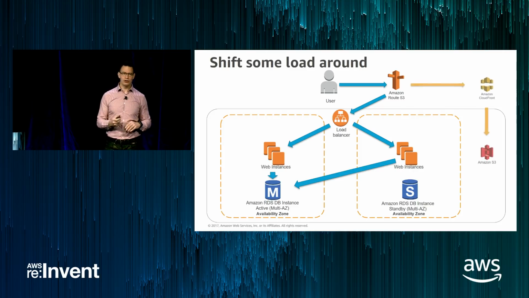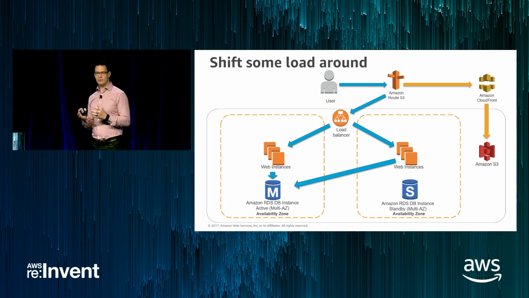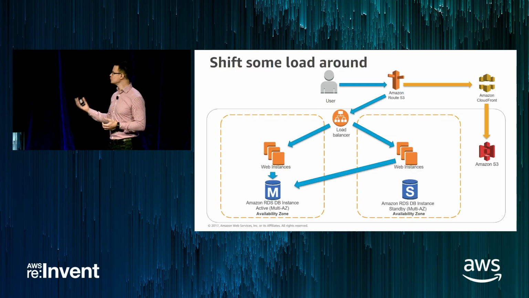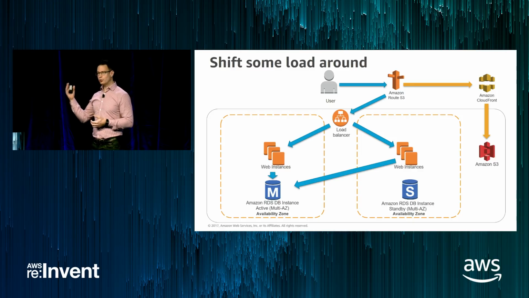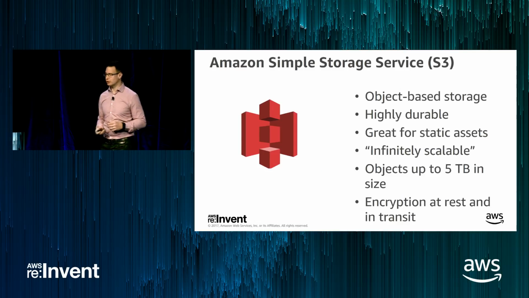Now, we can spread the load around even further. We can take the static content from our web instances and serve that from Amazon S3. So those static web pages, actually host them in S3. And we can put Amazon CloudFront in front of that to cache that content close to where our end users are, reducing the latency that they experience. So let's have a look at those.